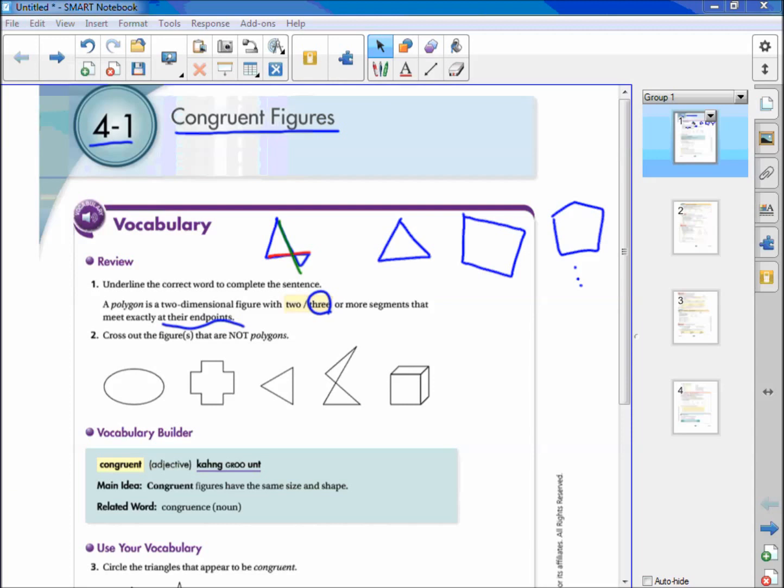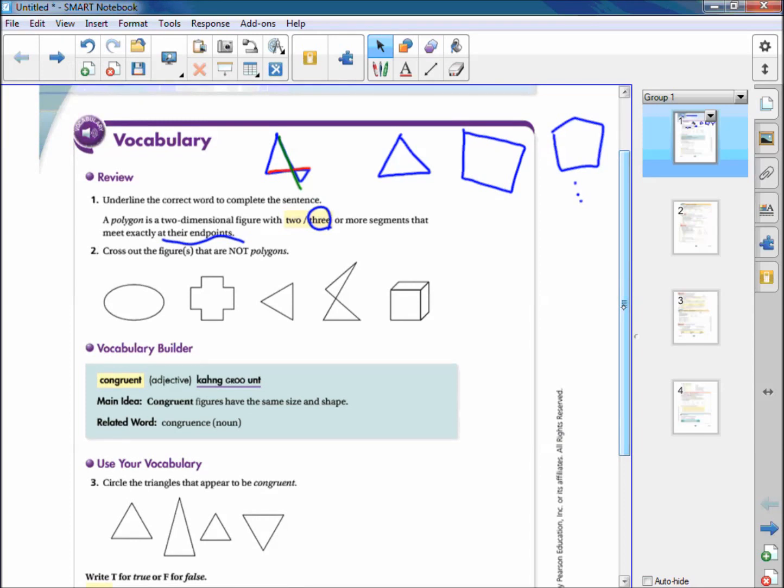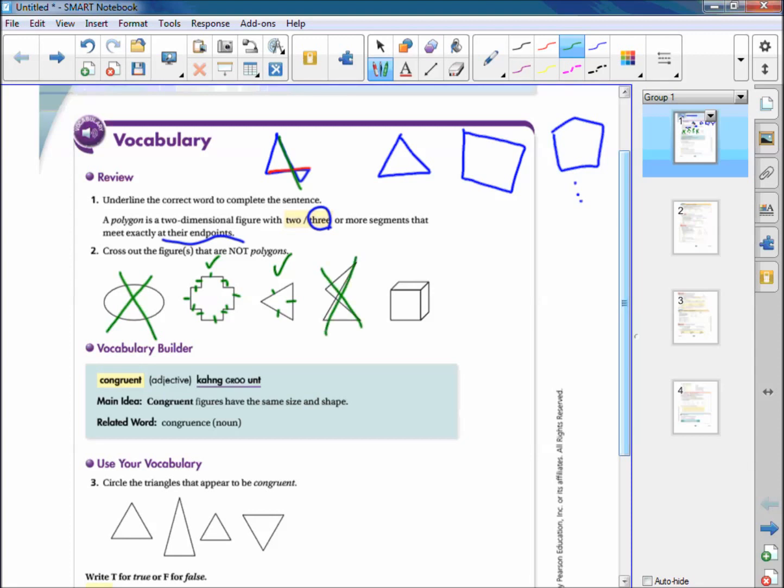All right, number two, cross out all the pictures that are not polygons. So this oval is definitely not a polygon, okay? There's no segments at all that create an oval. This one is a polygon. Okay, that's got 1, 2, 3, 4, 5, 6, 7, 8, 9, 10, 11, 12 segments that all meet at endpoints. Triangle is definitely a polygon. It has three segments that all meet at endpoints. This one's not a polygon, and this one's not a polygon.